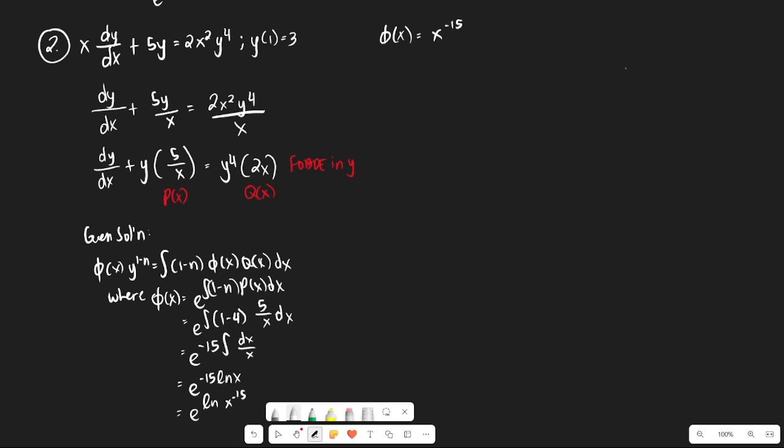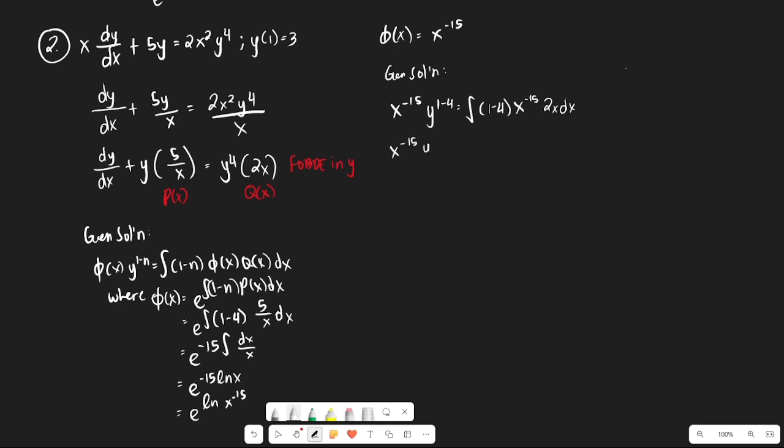Now that we have phi, the next step would be to find the general solution. So to find the general solution, let's just substitute everything that we've had. So we're gonna have phi of x, which is x raised to negative 15, y raised to 1 minus 4 is equal to the integral of 1 minus 4. Phi of x is x raised to negative 15, and q of x is 2x dx.